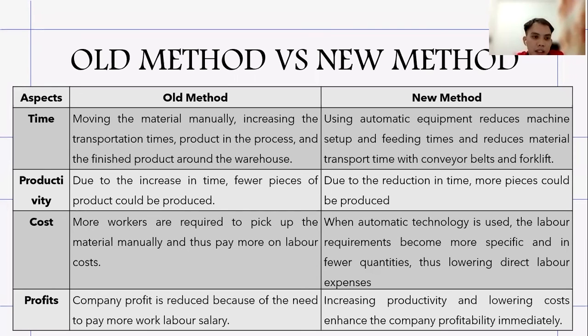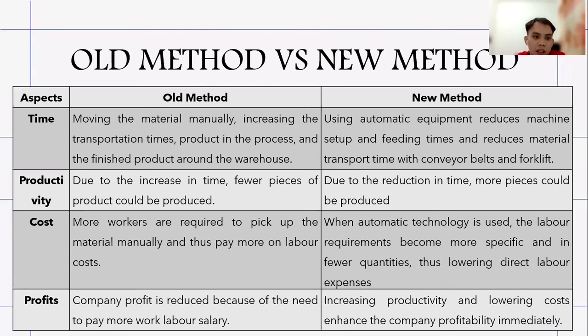Next is productivity. For the old method, due to the increased time, fewer pieces of product could be produced. For the new method, due to the reduction in time, more pieces could be produced. After that, cost. For the old method, more workers are required to pick up the material manually and thus more is paid on labor costs. For the new method, when automated technology is used, the labor requirement becomes more specific and in fewer quantities, thus lowering direct labor expenses.